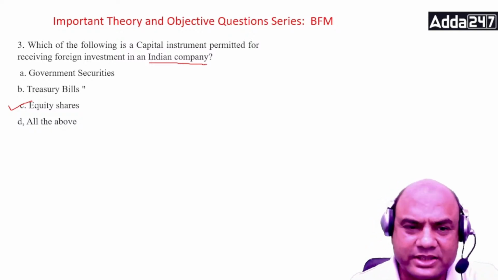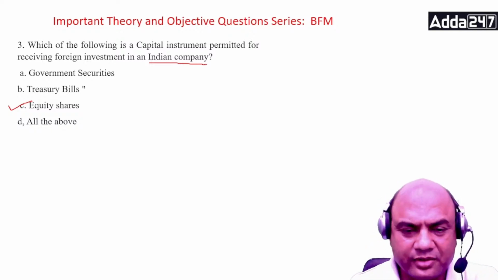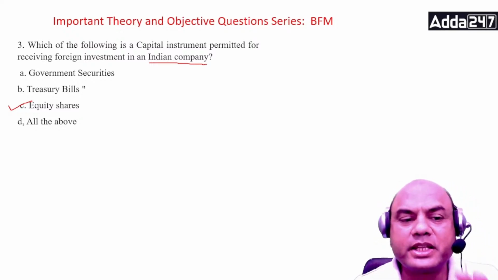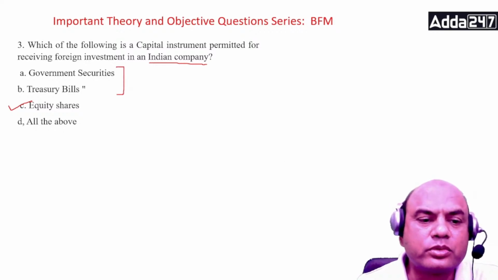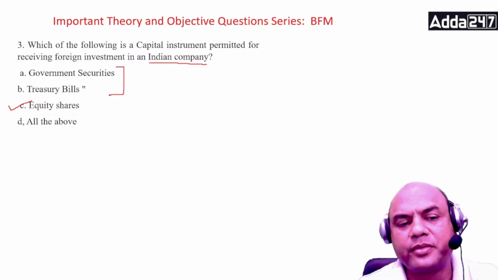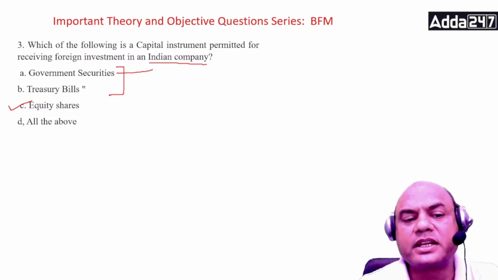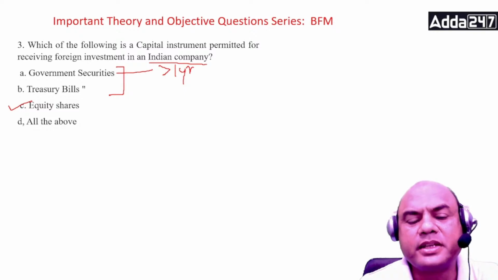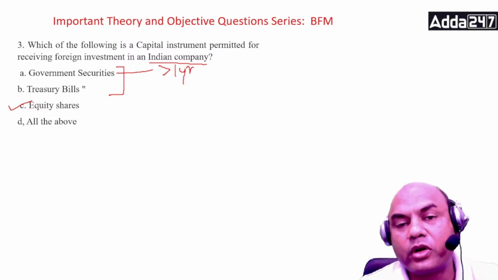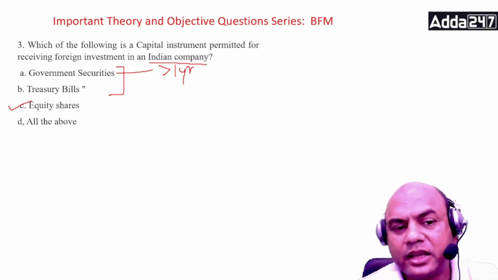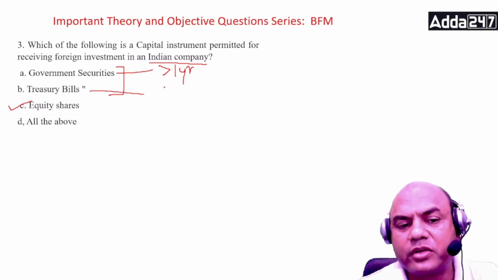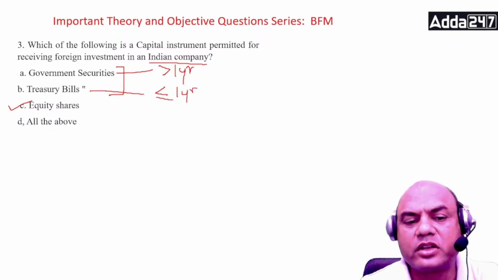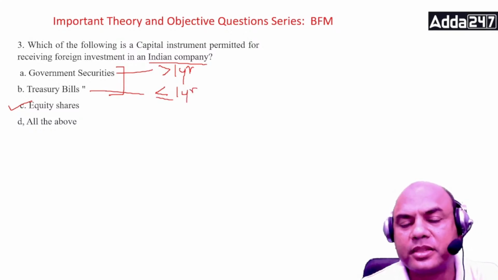Government securities. So this is for the government. These two are generally issued by the government only. Government securities are generally beyond 1 year, greater than 1 year. Means any bond issued by the government beyond 1 year is called a government security. And any bond issued by the government up to 364 days, let's say less than or equal to 1 year, is called a T-bill.